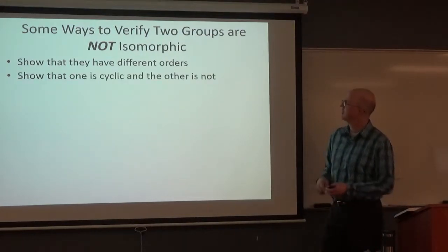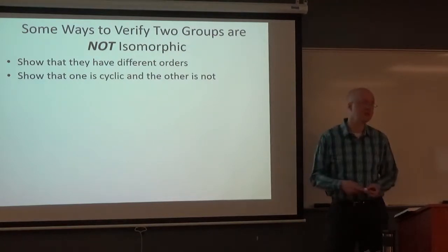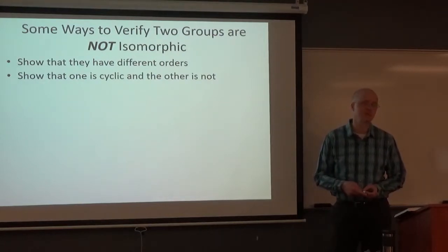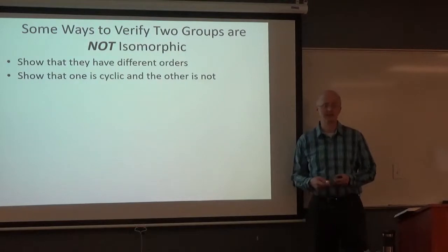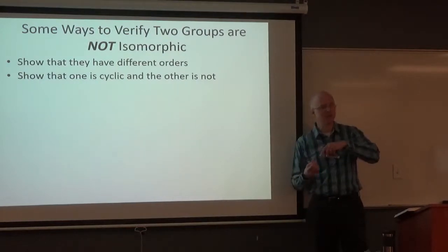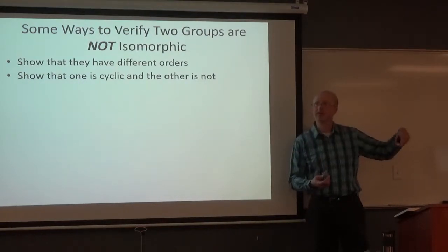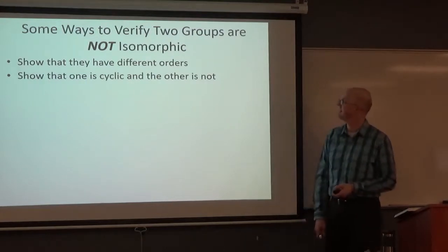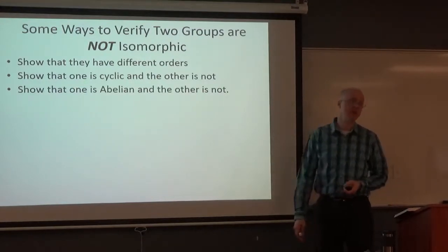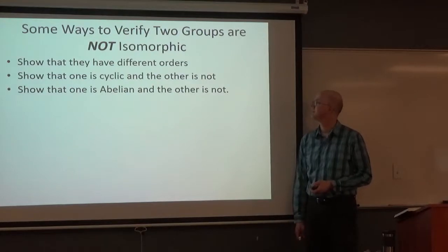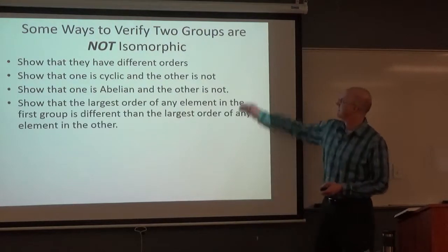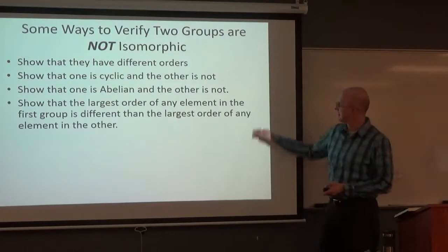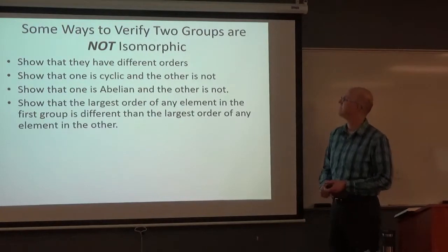You can also show that one group is cyclic and the other's not. Then they can't be isomorphic, right? Because if one group is cyclic and you've got an isomorphism from that group to another one, that other group has to be cyclic. We talked about that. Show that one group is Abelian and the other one is not. First three are pretty easy. It gets a little tougher as you continue going down.